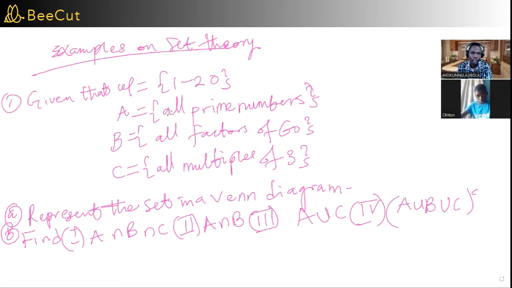Then we start with A to list all the prime numbers that exist from 1 to 20. Solution. Now, we want to identify all the elements that are present in subset A. So now, A says A is all prime numbers. Now, what are prime numbers?